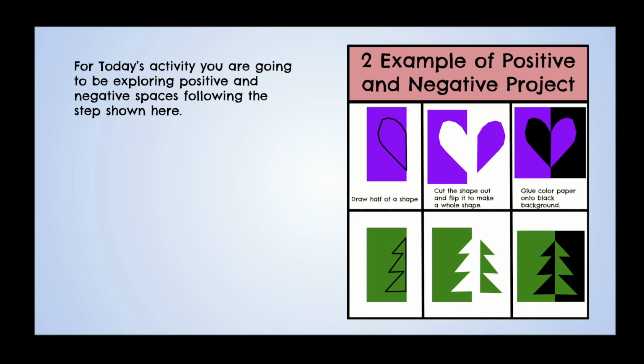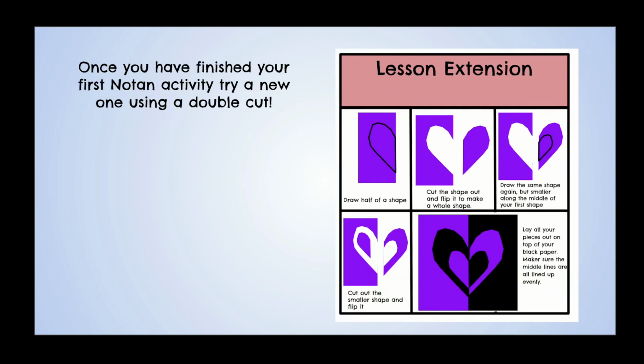Once you have finished this activity, your next part is to take it a bit further and do what is called a double cut. You're going to take your other piece of color construction paper and you can draw the same shape that you've drawn before, or you could draw something different. So just taking the same shape of the heart, I'm going to draw my heart again on this half sheet of paper, and then I'm going to cut it out just like I did in the previous activity.